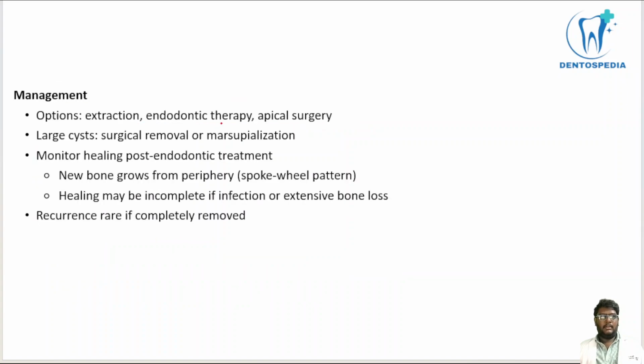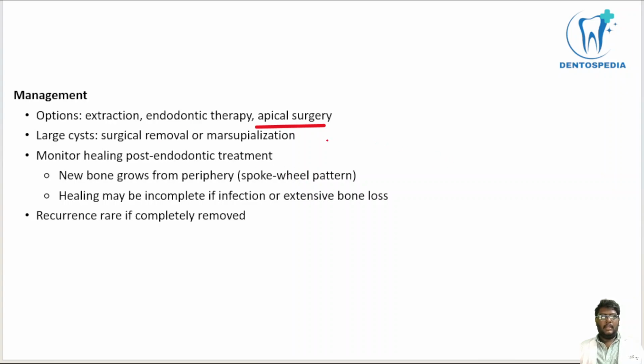And coming to the management, usually we go for apical surgery and then remove the cyst and also the cystic lining, and then we have to do root canal treatment for the tooth. If the prognosis is bad, we can go for extraction of the tooth.